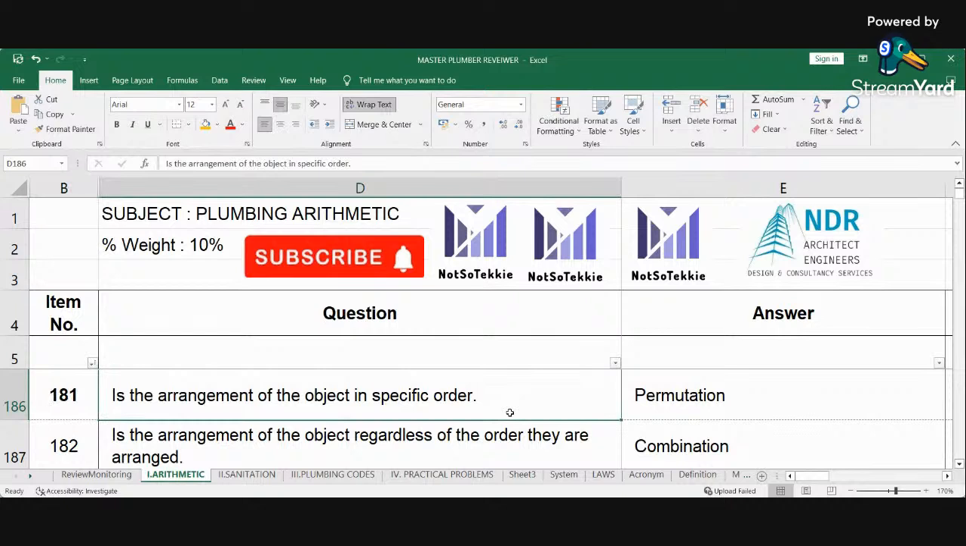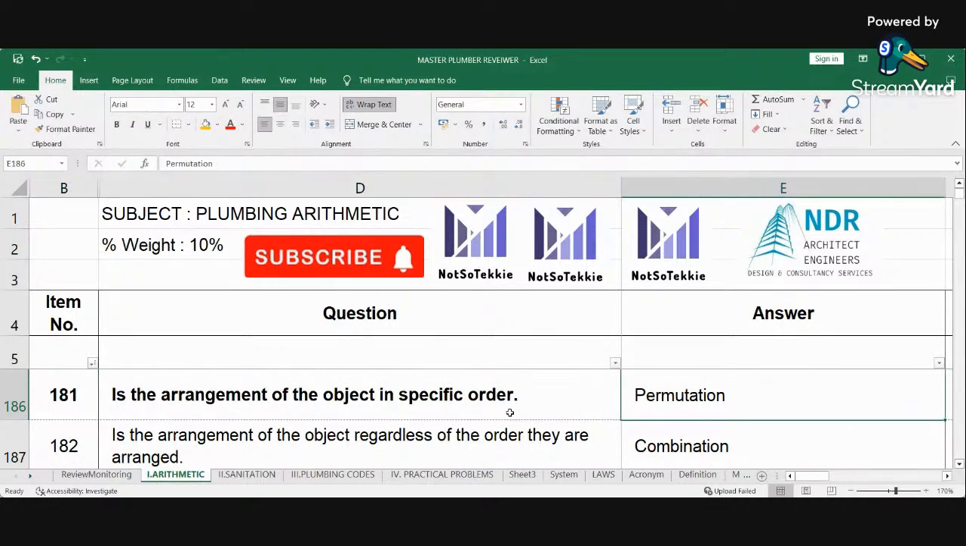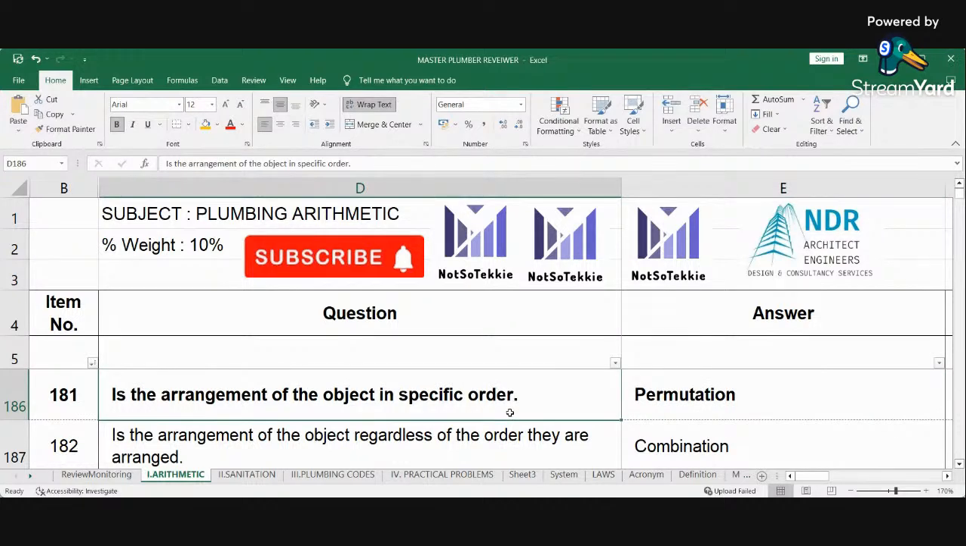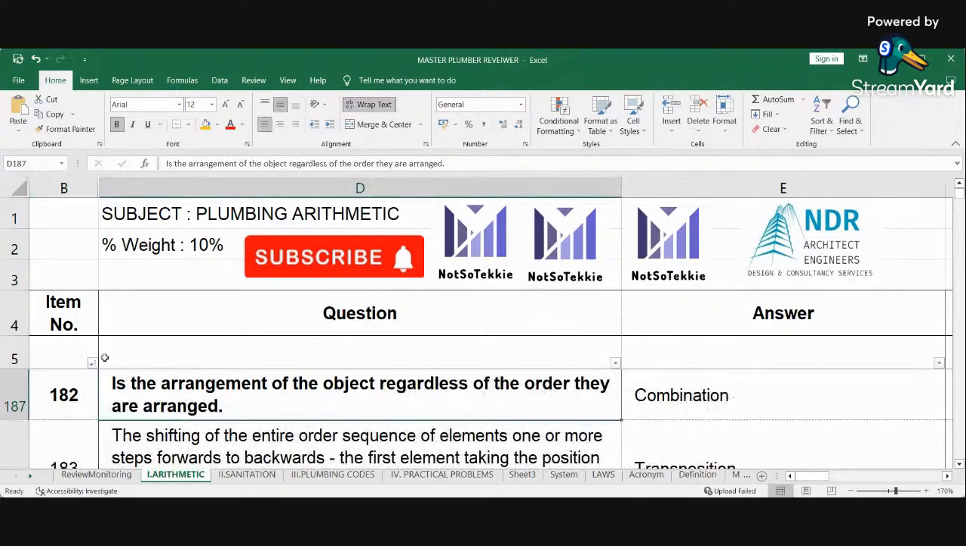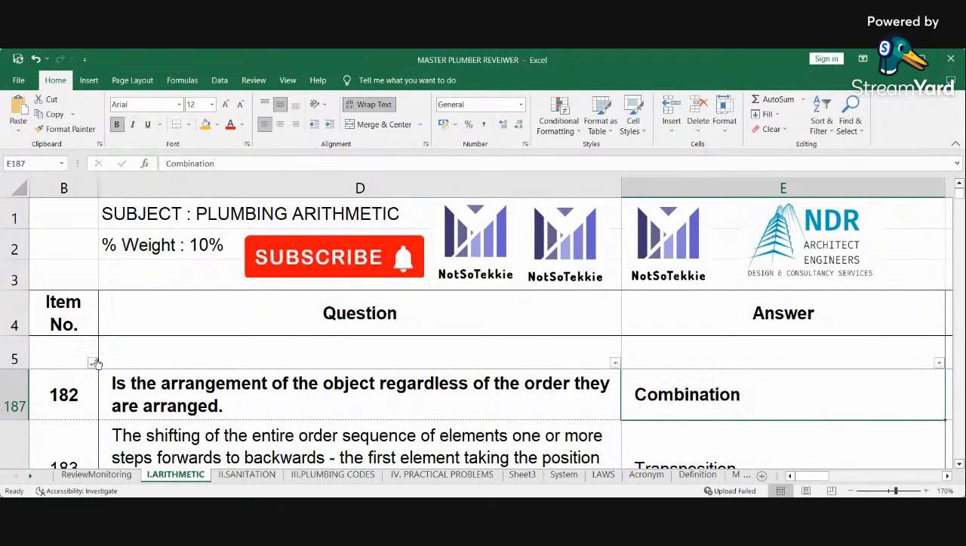181. Permutation is the arrangement of the objects in specific order. The answer is permutation. And 182 is the arrangement of the objects regardless of the order they are arranged. Answer is combination.